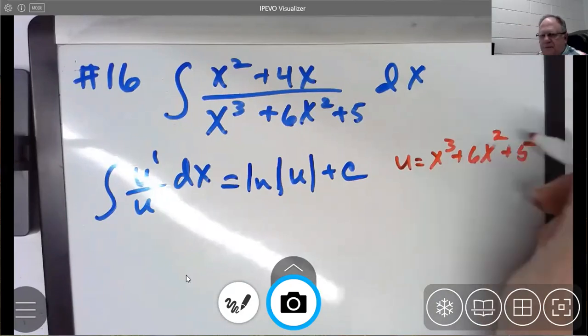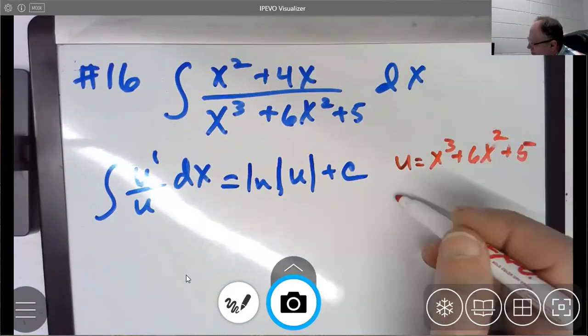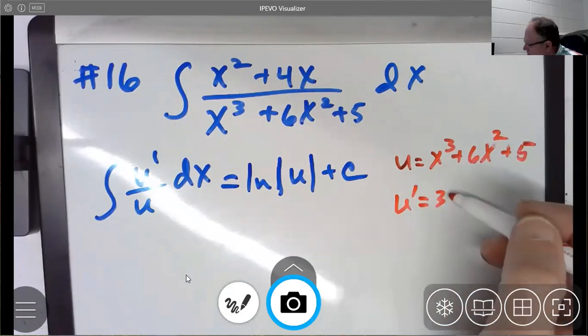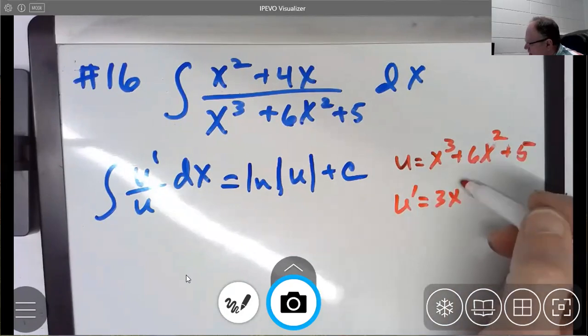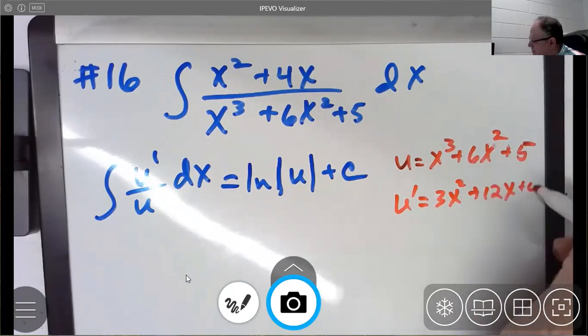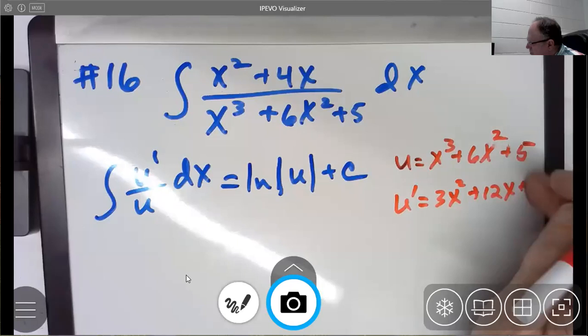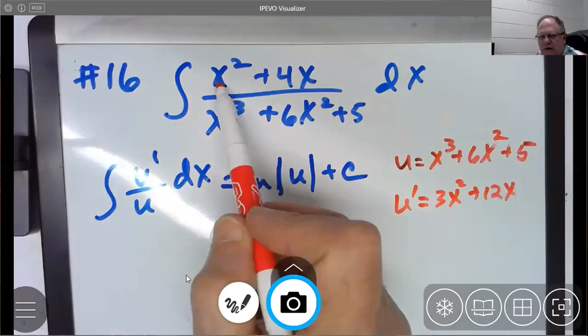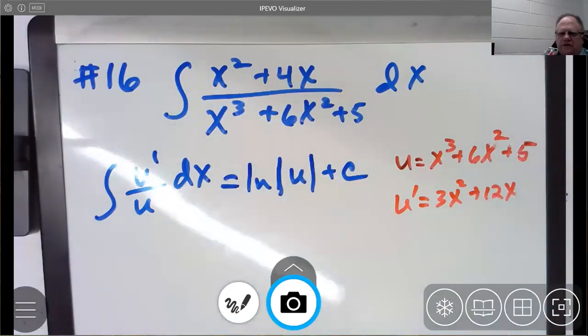And so our derivative to that, u prime, is going to be 3x squared plus 6 times 2 is 12x, and then the 5 goes to 0, right? So we'll just leave that 5 off. Okay, but we've got x squared.